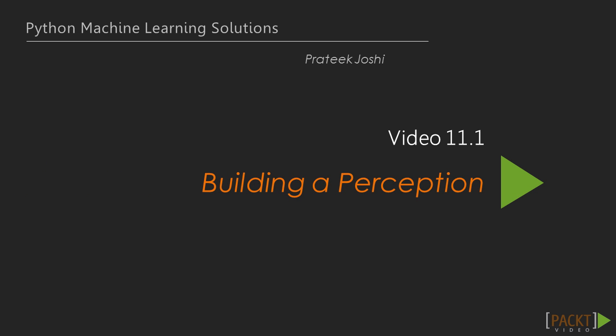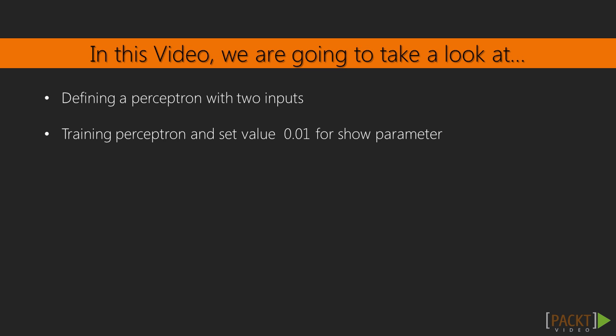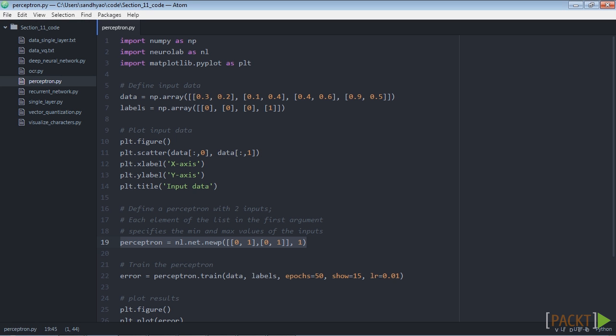Now we move on to the first video of this section that deals with building a perceptron. In this video we'll first create a Python file and define some input data. We'll then plot the data to see where the data points are located. Further, we'll define a perceptron and train it. Let's start our neural network adventure with a perceptron.